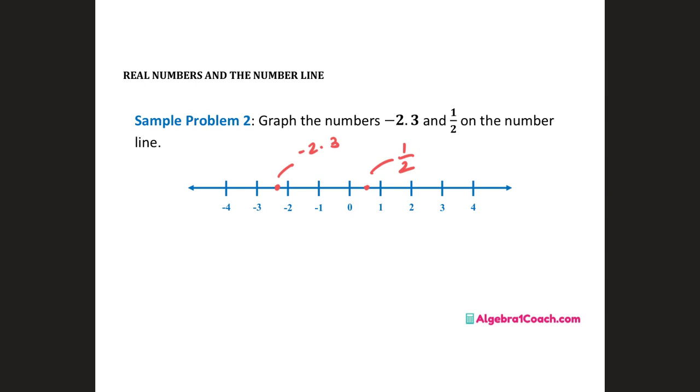So here, negative 2.3 is smaller than negative 2. It's farther away from that 0. And 1/2 is in between 0 and 1.